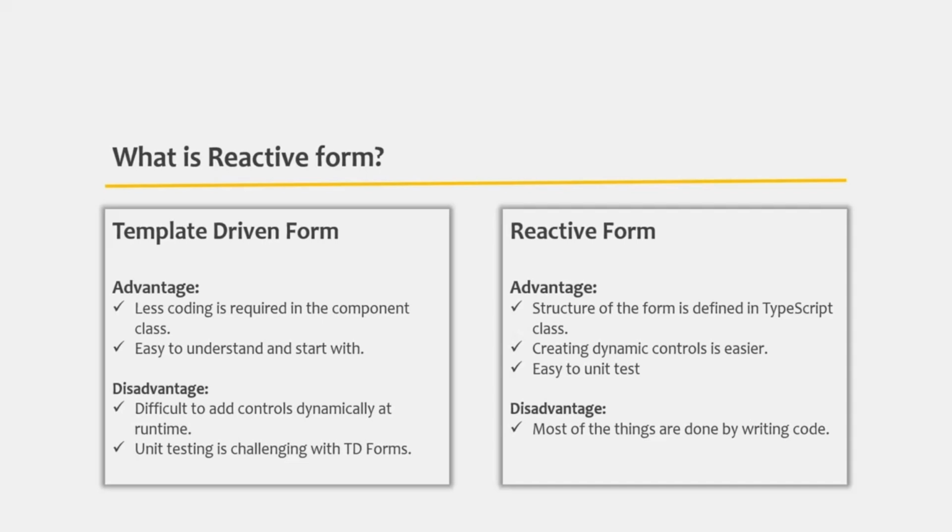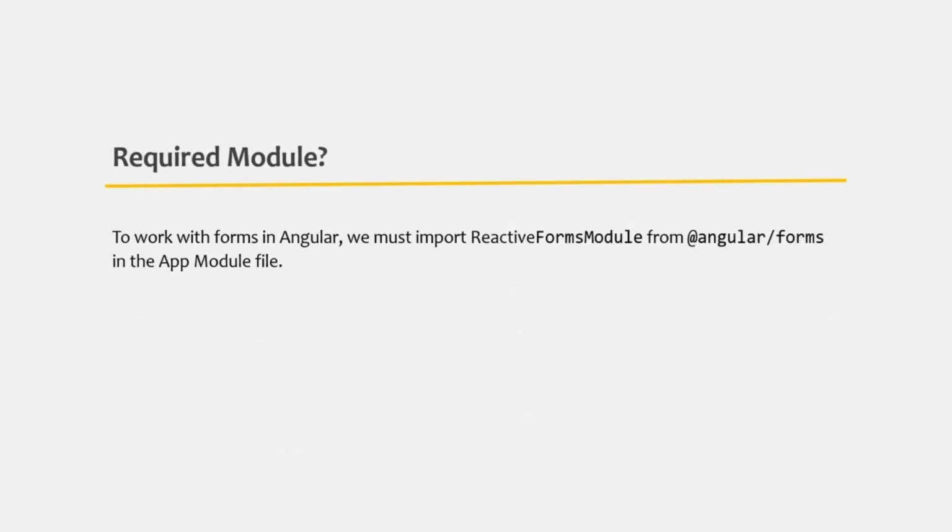Alright, so this was a high level overview of what a reactive form is and what are its advantages and disadvantages. Now, in order to work with reactive form, we need to import reactive forms module from the Angular forms library. So when we work with template driven form, there we import forms module from the Angular forms library. But when we are working with reactive forms, in that case, we need to import reactive forms module from Angular forms. Now, let's go ahead and see how we can create a reactive form in Angular.